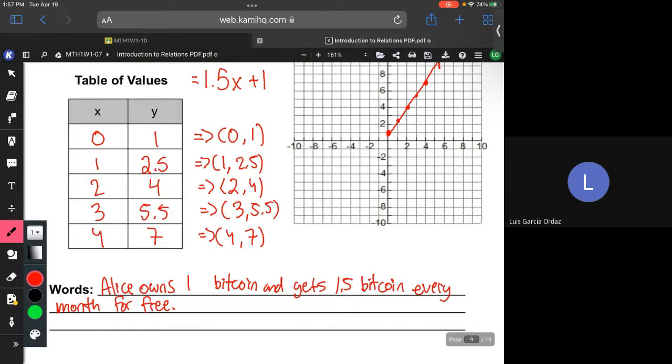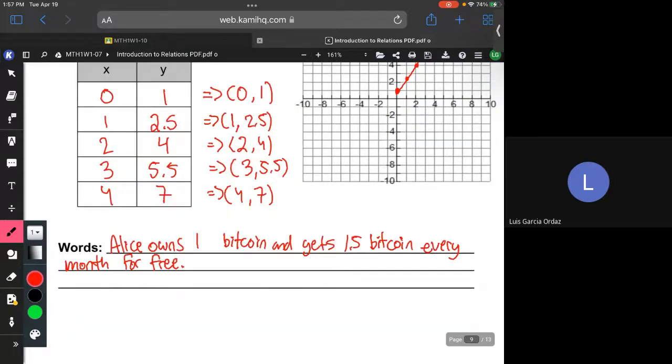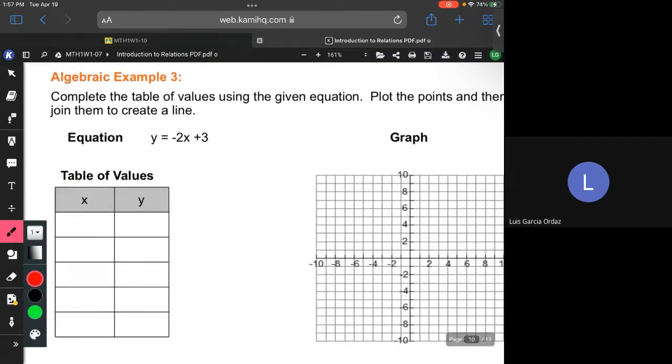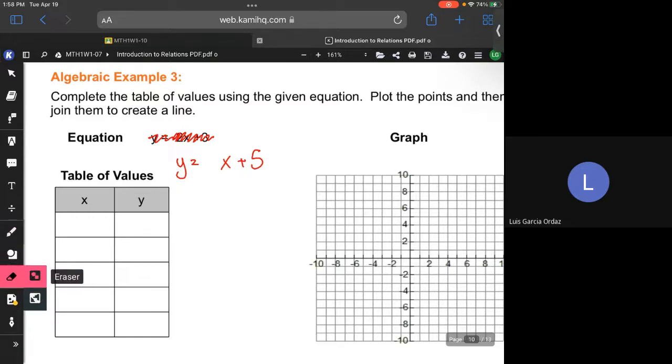Okay, and then last but not least, I want you guys to do this on your own. Example 3, instead of negative 2x as we already did it, I'm going to change it up to y is equal to 3x plus 5. Unless I did that already. Okay, never mind. 4x plus 5.